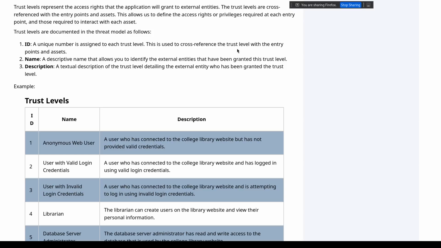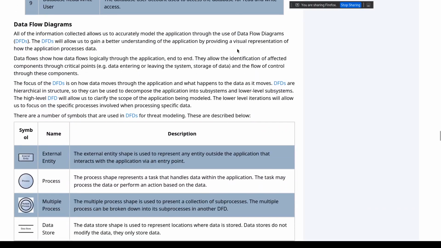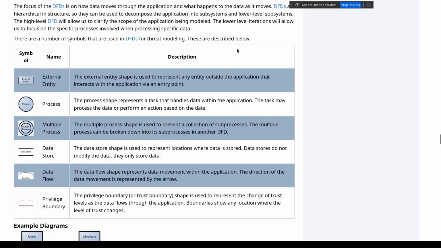Sorry, WASP tab. Yeah, here. Can you go to the data flow diagrams? Here, yeah, you can stop here.